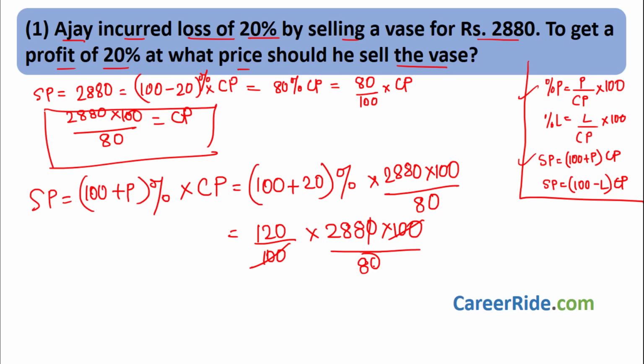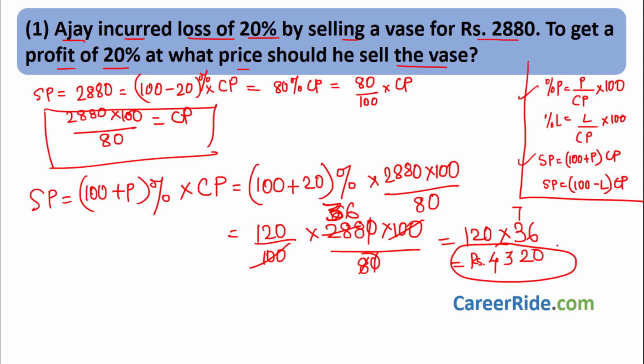This gets cancelled. This gets cancelled over here. Okay. So what we will have? 8 3s are 24. 8 6s are 48. So we will have 120 multiplied by 36. Okay, 12 6s are 72, 12 3s are 36 plus 7, 43, and the 0 comes over here. So the answer is 4320. That means the vase should be sold for rupees 4320 so that Ajay will get a profit of 20%. See, using these four formulas very easily we calculated the answer.